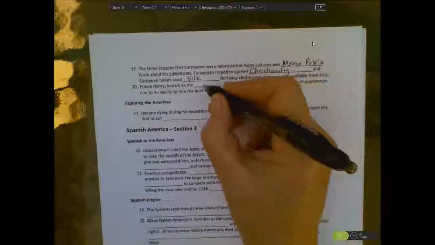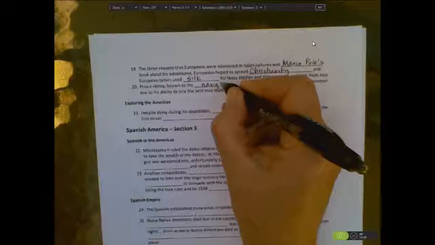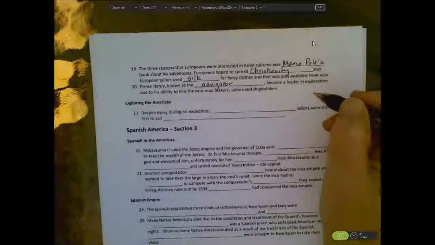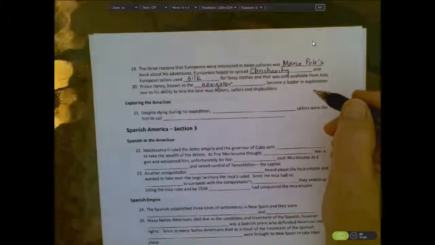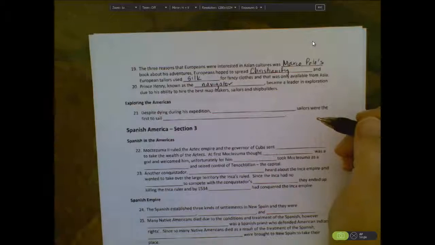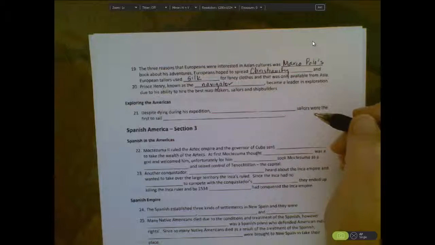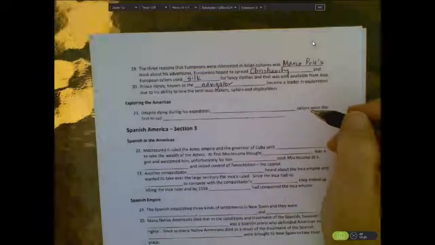Prince Henry is also in this section, and he was known as the Navigator. Sounds like a lame nickname, don't you think so? He became a leader in exploration due to his ability to hire the best map makers, sailors, and shipbuilders.